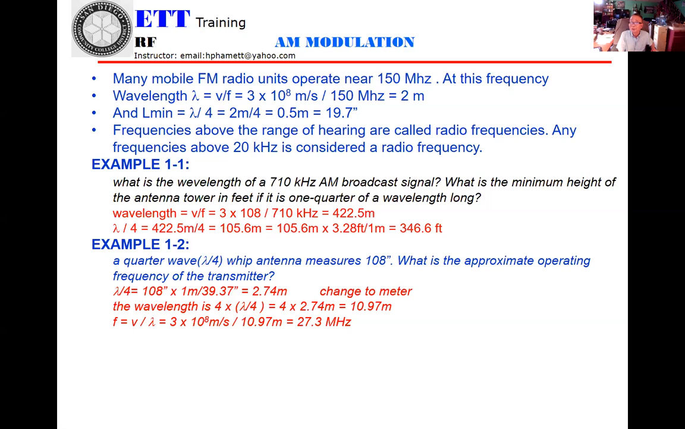The purpose is you calculate the wavelength. After you get the wavelength, you use the formula F equals V divided by wavelength. V means 3 times 10 to the power of 8 meters per second. And that answer will be 27.3 megahertz.